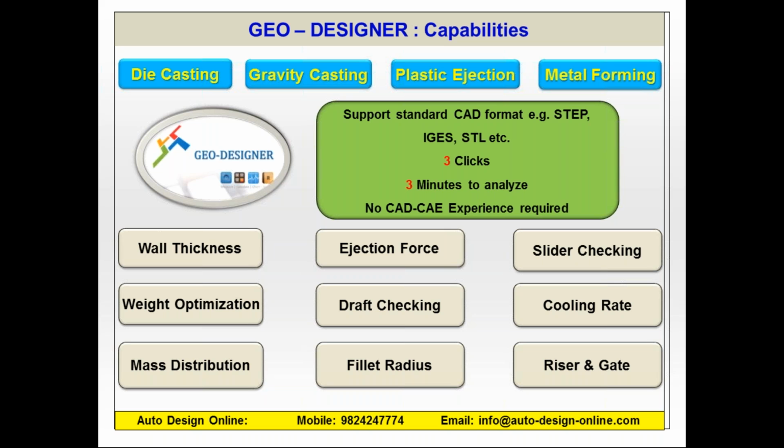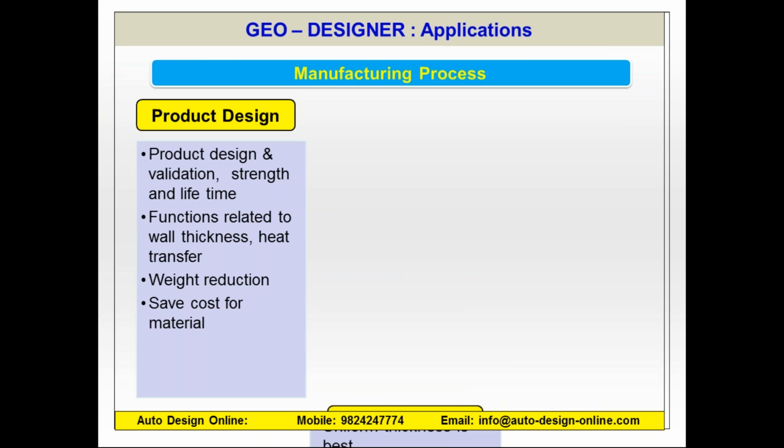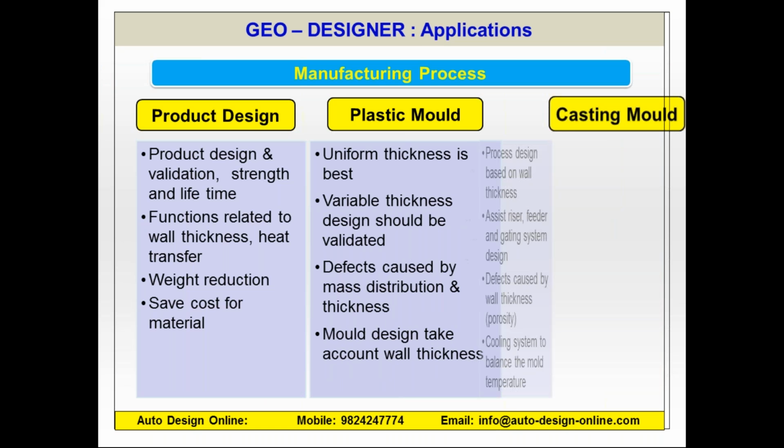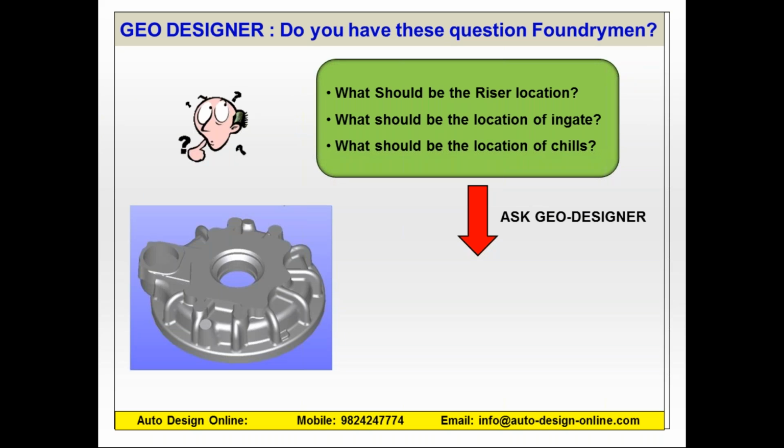We call the software a 3-click software, because it requires basically 3 clicks and 3 minutes to analyze the complete casting part. Now, how can we do this for various processes, whether you are at the product design stage, in the plastic mold, the stamping part or the casting mold? For all the stages, this software can be used for different types of industry. We will, however, focus in this session only on the casting part.